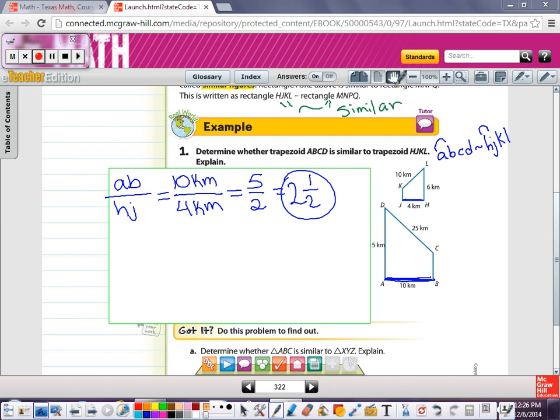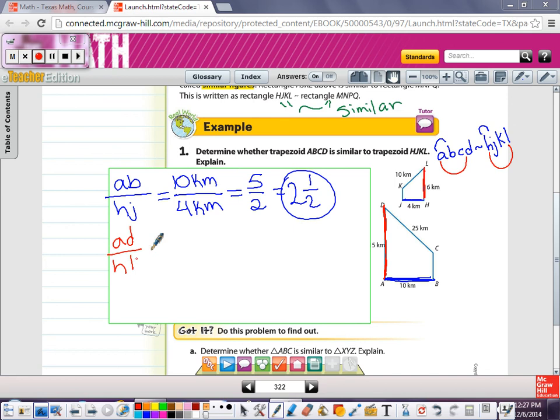So let me go ahead and change my color up here. And I'm going to compare this side, this long side. So this long side goes from A to D. That means I have to compare it to H to L. And they do match up, thank God, because if they didn't, then I know something's wrong and they're probably not going to be similar. So I'm going to compare AD to side HL.